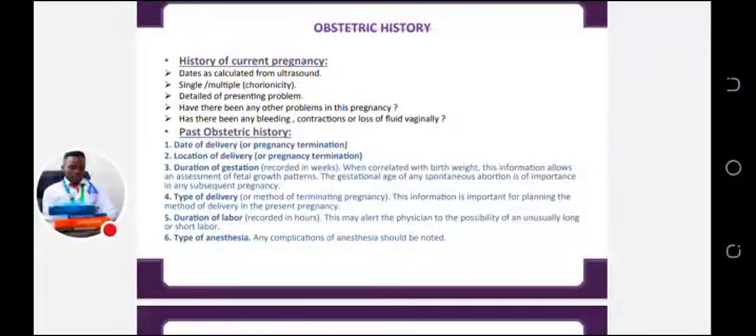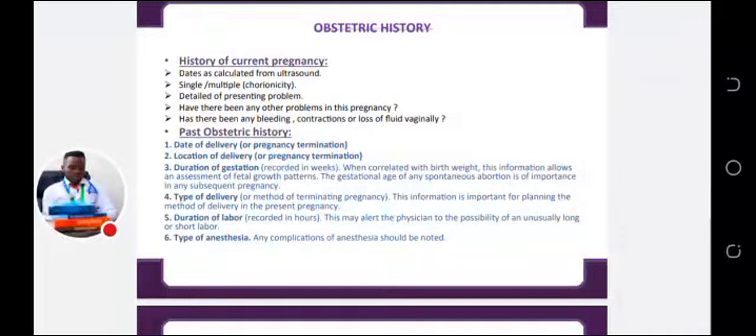Has there been any bleeding? If your client has been bleeding, it's very much important. And also the other contraindication, or rather the loss of fluid vaginally. You need to ask such kind of question because they're very much important as you are obtaining the history taken in obstetrics and gynecology.